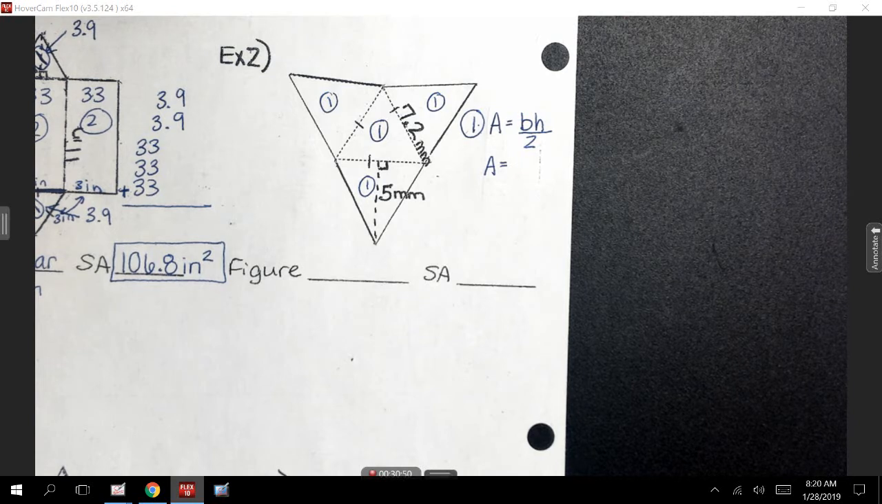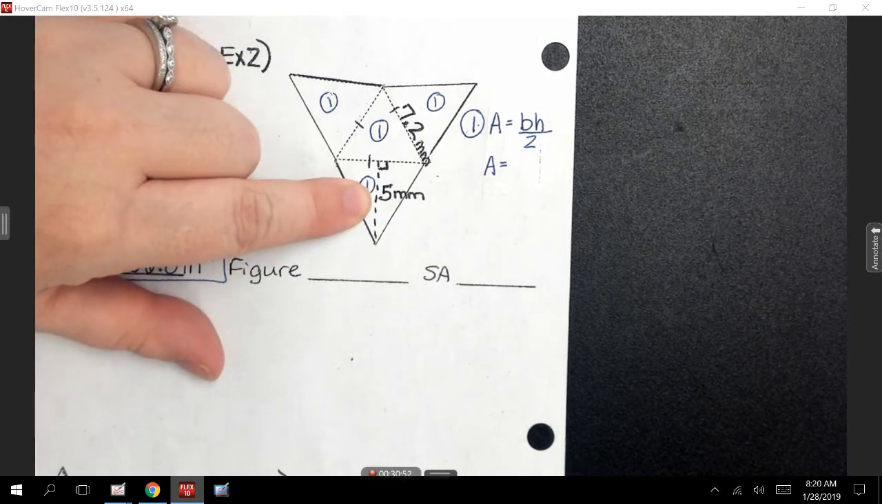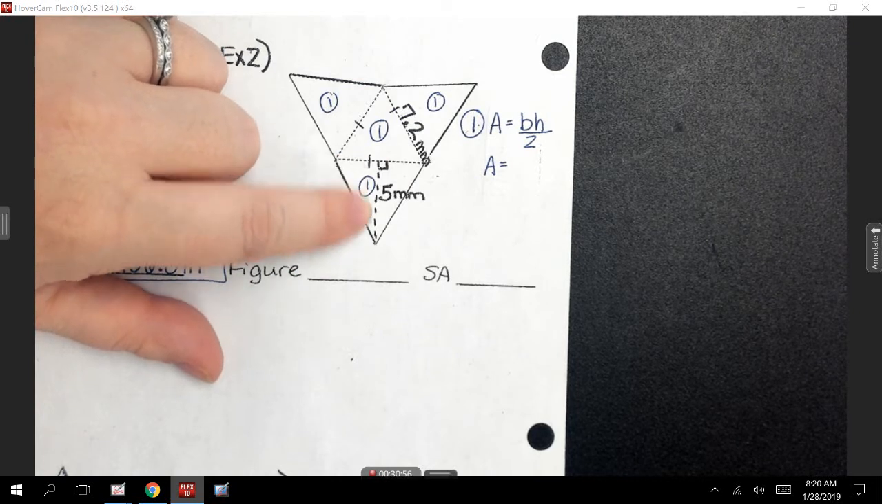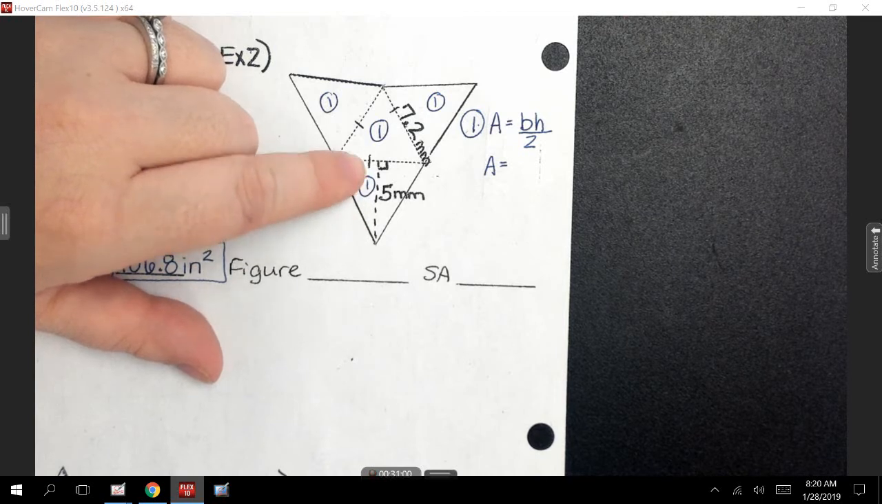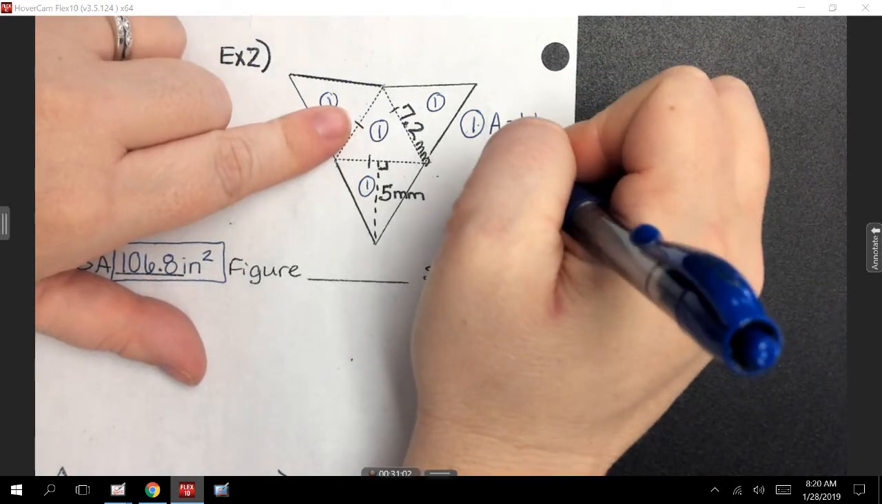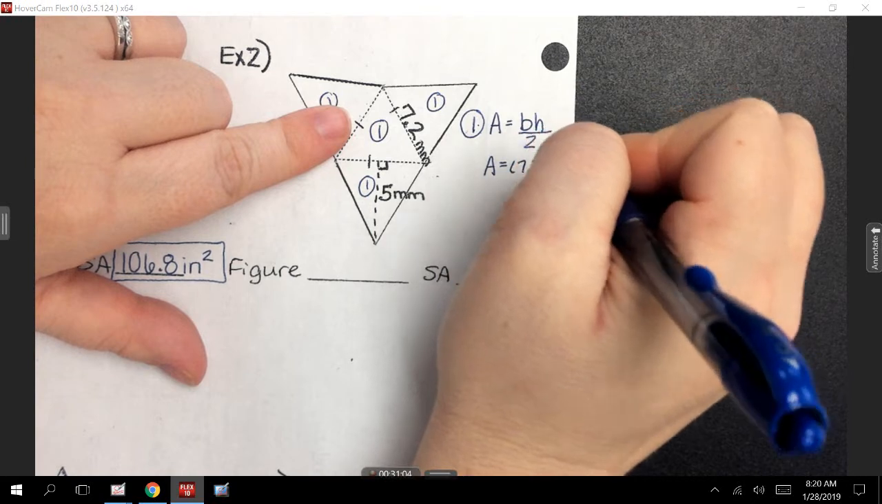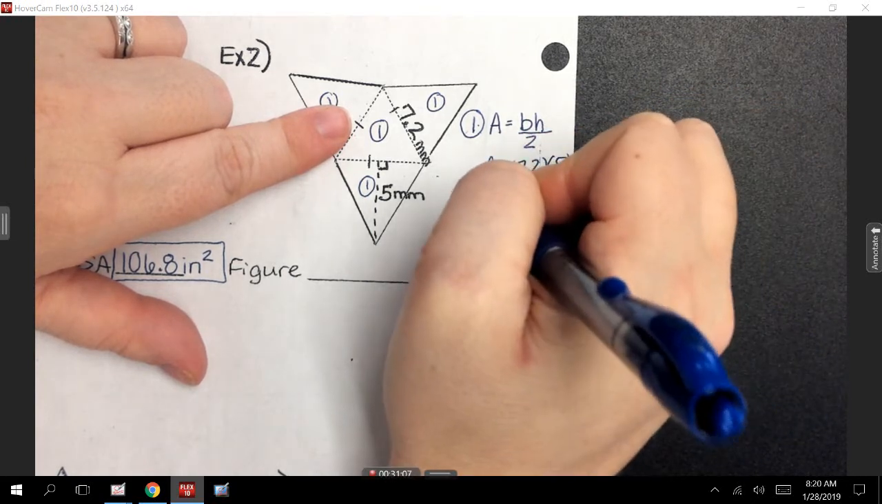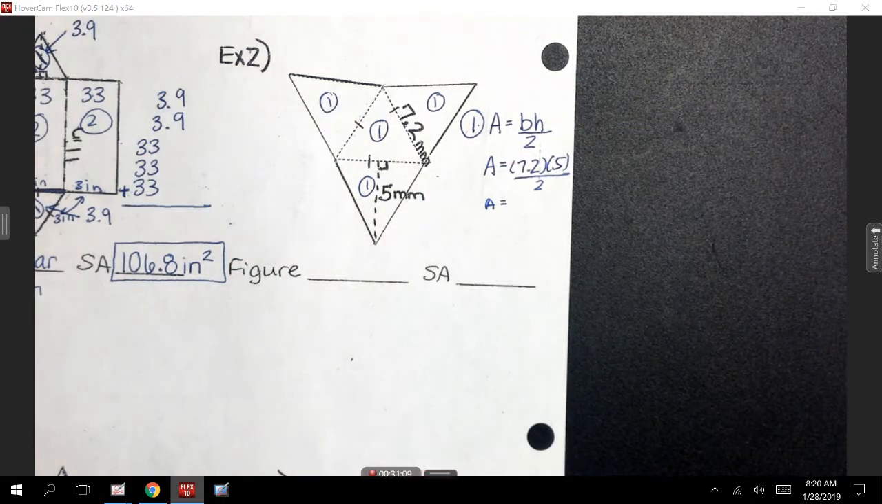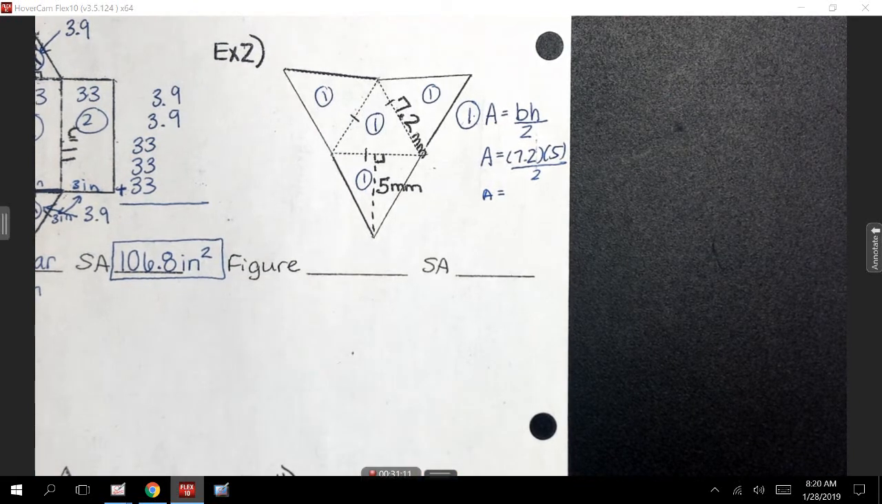All right, how do I know that this 5 cannot be the base? How do I know that shouldn't be first? It's on the dotted line. And what is that dotted line going to be? The height. All right, so we're going to do my 7.2 times 5 divided by 2. Area equals 7.2 times 5 divided by 2. Y'all are the ones with the calculators. What do we get?